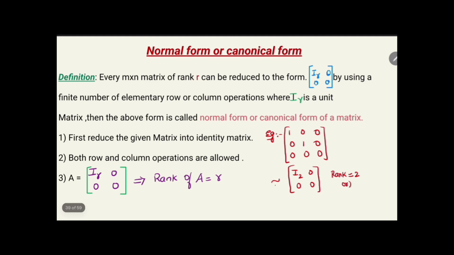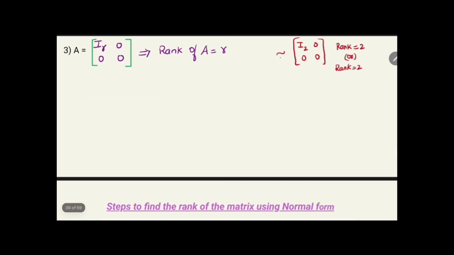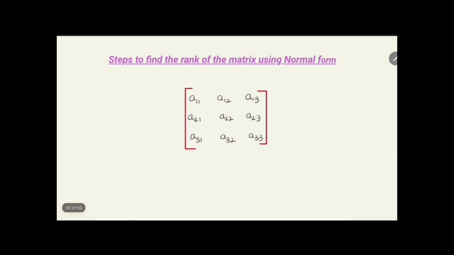Or you can make use of the concept that the rank of the matrix is nothing but the number of non-zero rows. So how many non-zero rows are there? This is a non-zero row and this is a non-zero row. Two non-zero rows are there. So even in that case the rank is equal to 2. You can make use of either of the concepts in order to find the rank of the matrix. Is that clear, students?